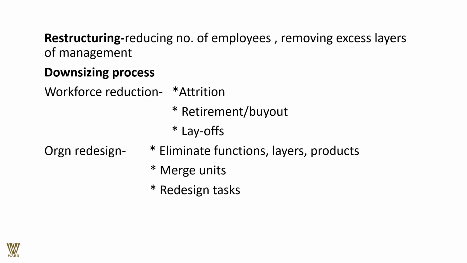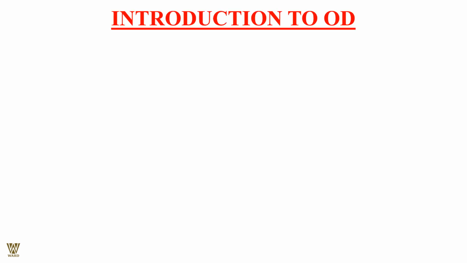So what we can do, we can restructure or probably reduce the number of employees, remove excessive layers of management, excessive supervision, try to prune the number of employees working there, and fix responsibilities to each assigned position, if possible, each assigned individual. Downsizing is all about attrition, workforce reduction, probably phasing people into retirement or buyout. Buyout means giving them some kind of incentive to leave the job. Layoffs are terminations. Organizational redesign is to eliminate functions, layers, products, merge units, and redesign tasks as the case might be. This is exactly what we are looking at here.